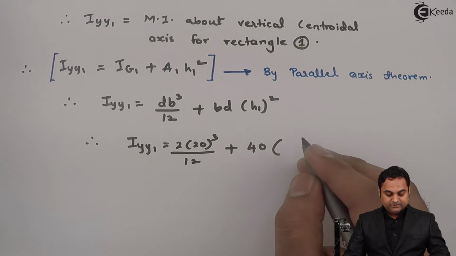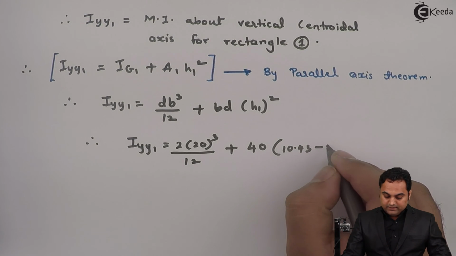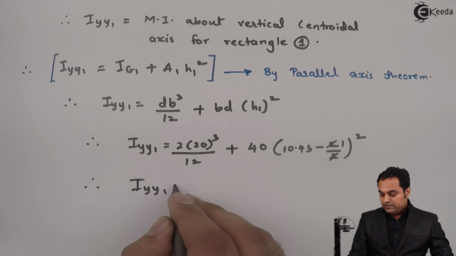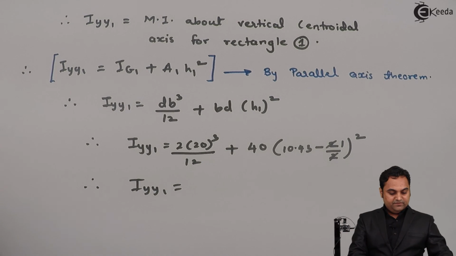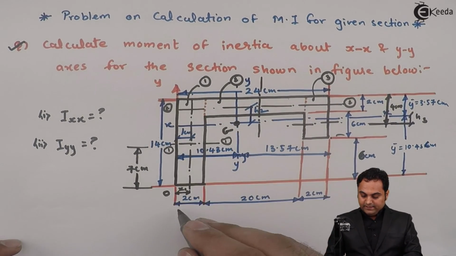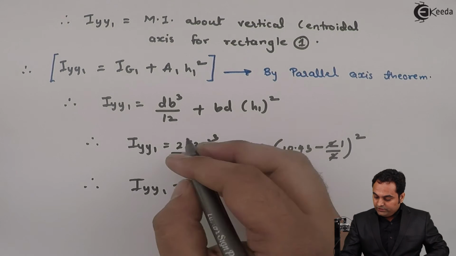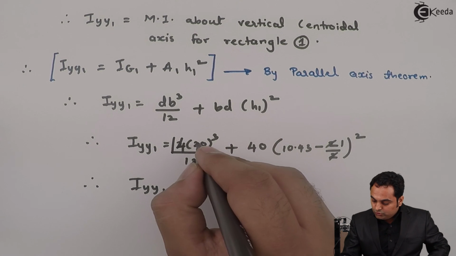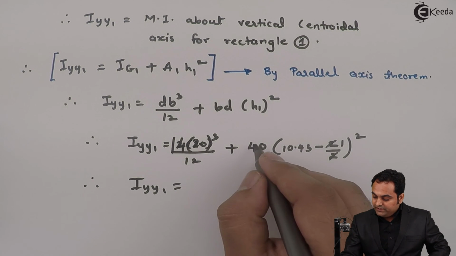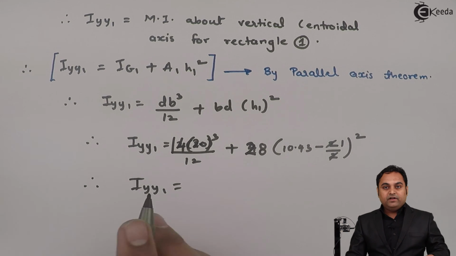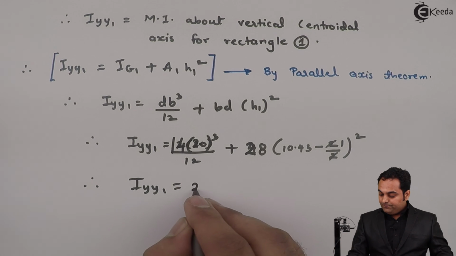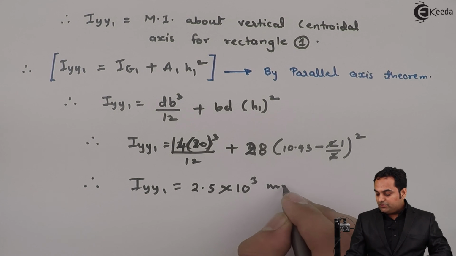So therefore 10.43 minus, I'll write it as half of 2, so that becomes 1 square. So from the calculation of this I'll get Iyy1. If we look into the figure, actually the value of d is 14 and b is 2. So here we have d 14 and b is 2, and area is 28. So from this I'll get the value of Iyy1, and the answer comes out to be 2.5 into 10 raised to 3 centimeter raised to 4.